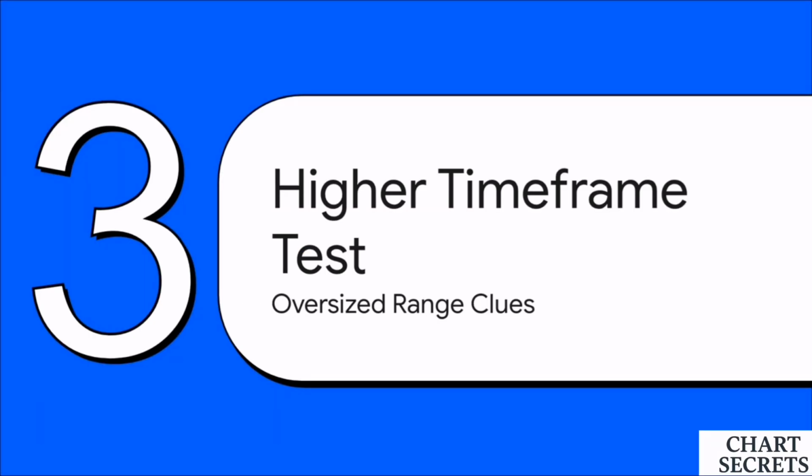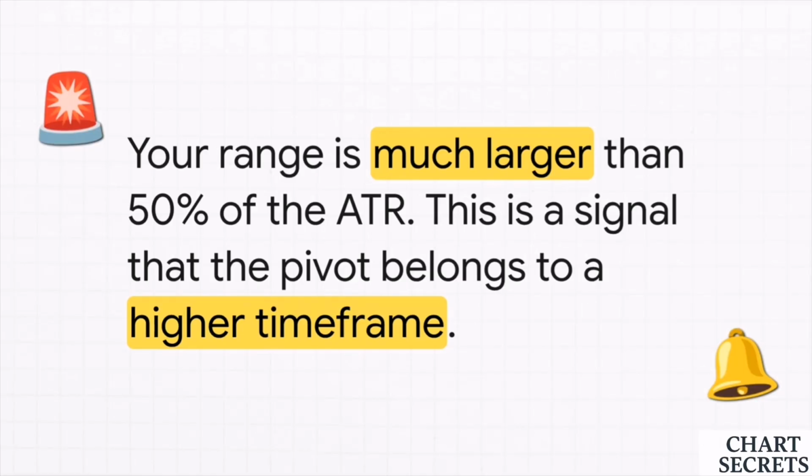But what happens when your range doesn't fit the rule? What if you draw it and it's way, way bigger than half the ATR? Well, that's not an error. That's actually the market giving you a massive clue about who is really in control of that price level. Think of this like an alarm bell going off in your analysis. When your range is way bigger than 50% of the current timeframe's ATR, that's a signal.